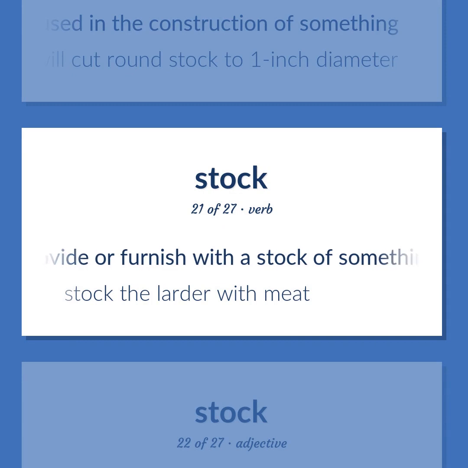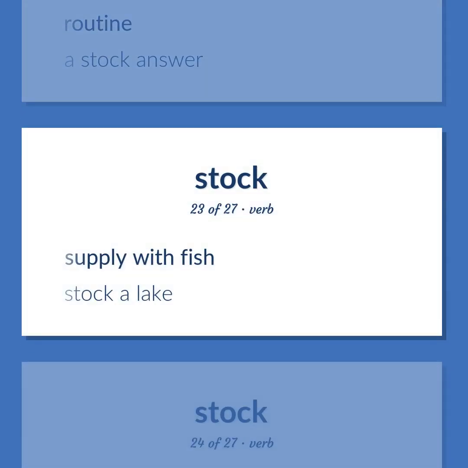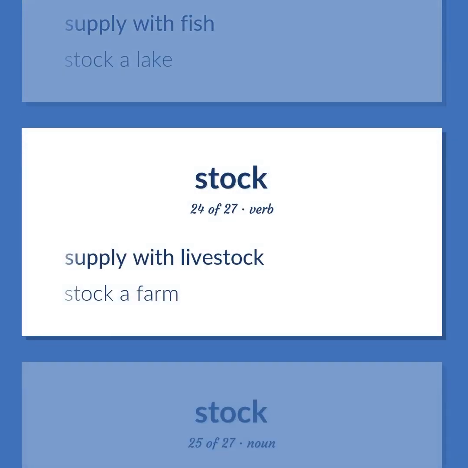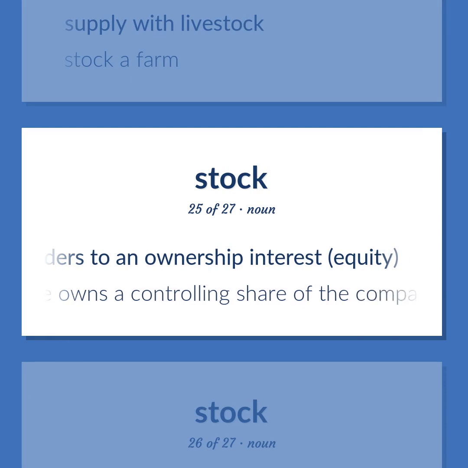Provide or furnish with a stock of something. Stock the larder with meat. Routine. A stock answer. Supply with fish. Stock a lake. Supply with livestock. Stock a farm. The capital raised by a corporation through the issue of shares entitling holders to an ownership interest, equity. He owns a controlling share of the company's stock.